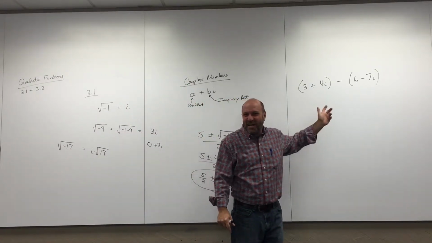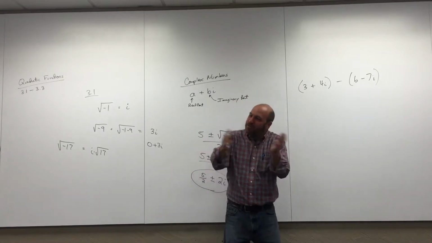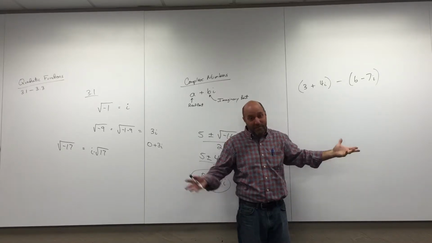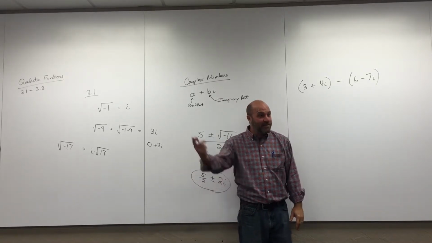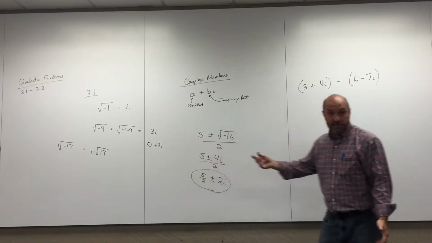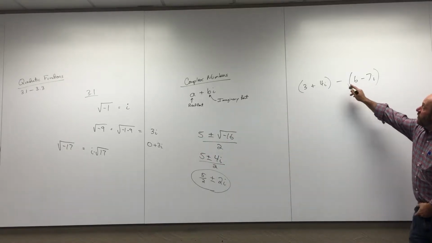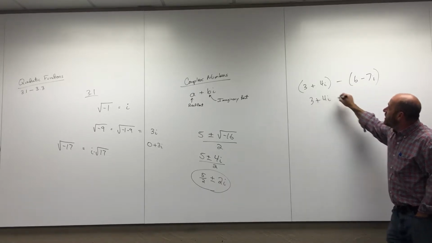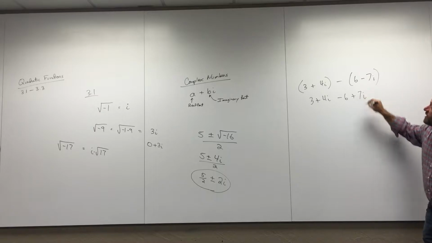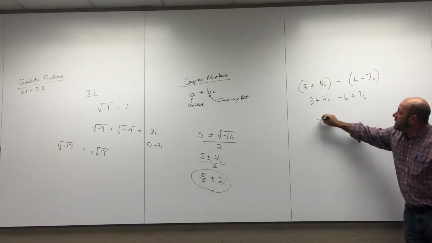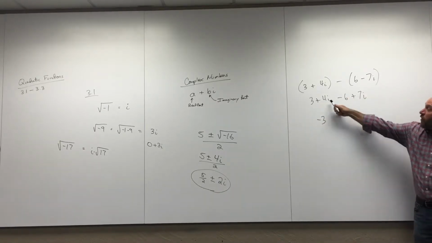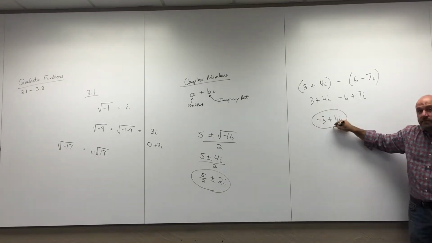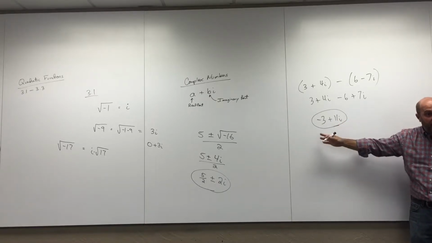And even though this i is not a variable, you combine the real numbers with the real numbers, and you combine the imaginary parts with the imaginary parts. Yeah, you combine like terms is kind of what you do. Right? It's easy. Nothing to it. But don't forget, you have to distribute the negative sign. Let me see. So it's 3 plus 4i minus 6 plus 7i. If you combine the 3 with the negative 6, I'm calling that a negative 3. And the 4i and the positive 7i is positive 11i. And there's your answer. It's a complex number. It has a real part and an imaginary part.